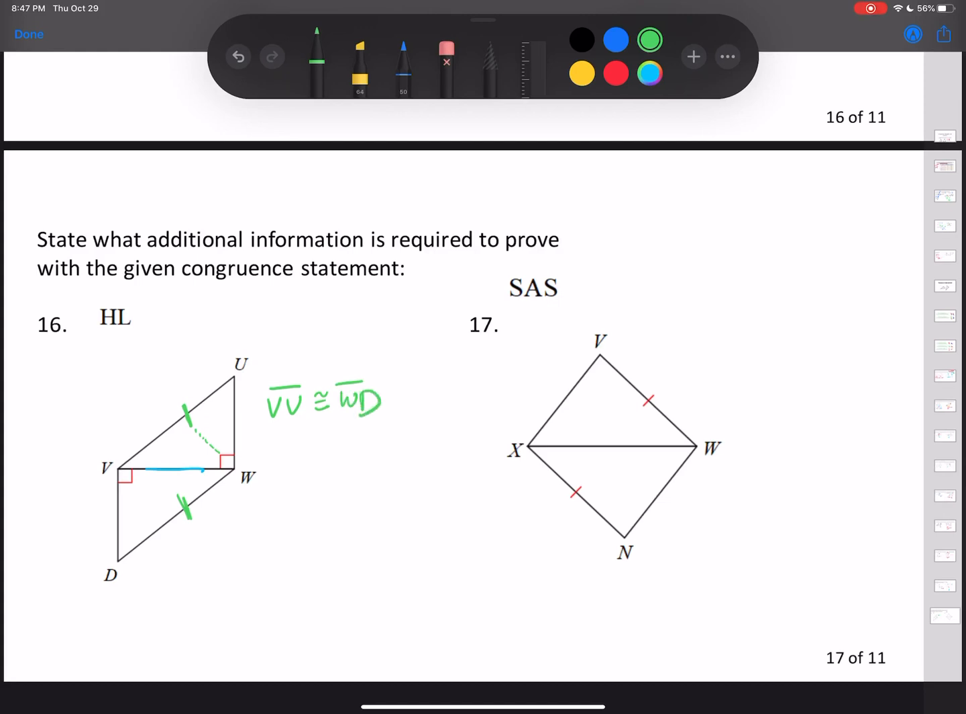Side, angle, side. I've got the side here. Side, side, and I've got the side here, so I'm missing the angle. So I need this angle. Now the tricky part here is it's not this angle that I need, it's actually this guy right here. Whenever you have an angle that's shared by both, if I just said angle X, am I talking about this one or this one? So instead I'm going to name it with 3 letters. So I'm going to say angle NXW, X is the vertex of that angle, is congruent to angle VWX.